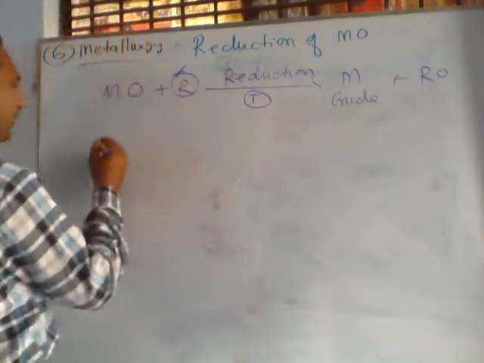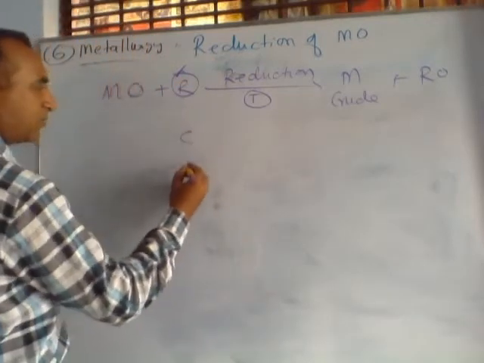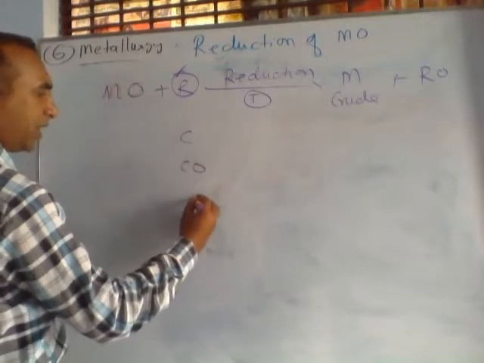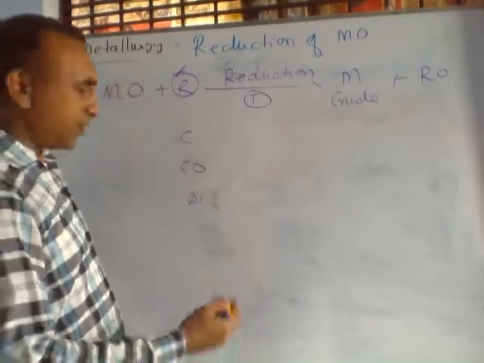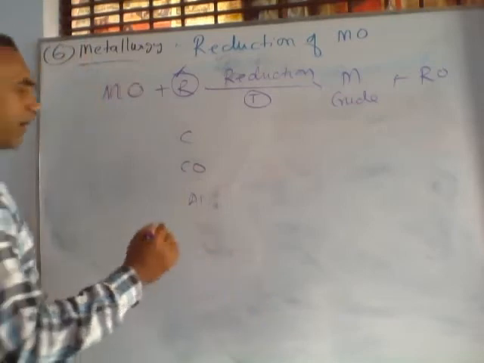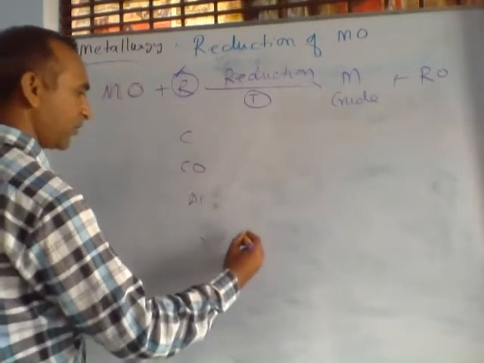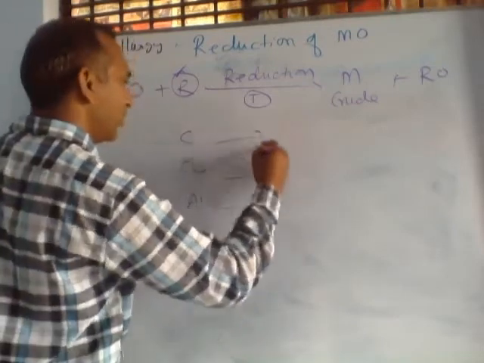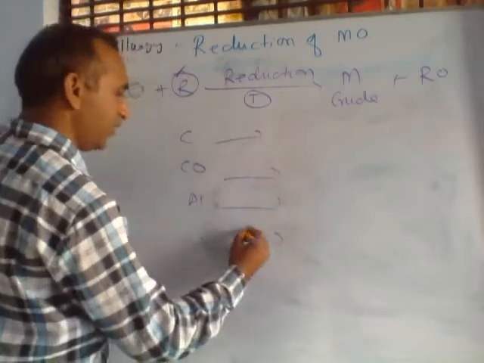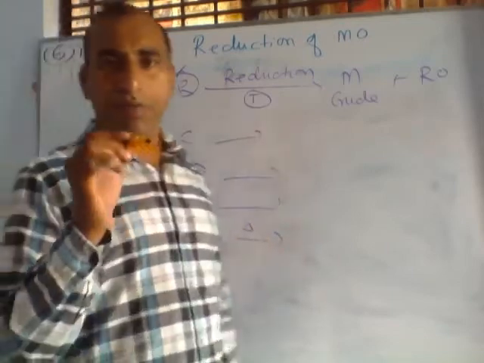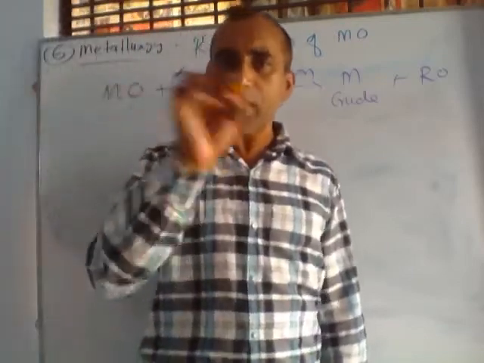This reagent may be carbon monoxide, any highly reactive metal like aluminium, otherwise no reagent. So we use different types of reagent on the basis of the nature of the oxide of the metal.